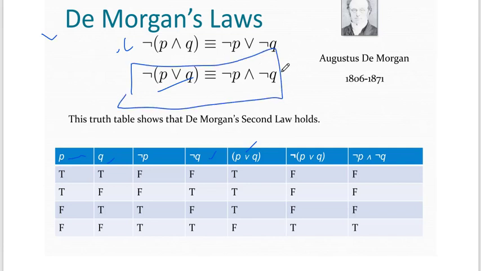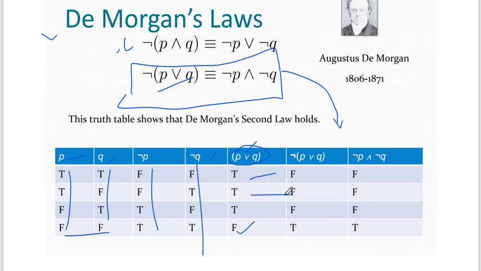Okay, so P and negation P: true, false, true, false, false, true, false, true. Q and its negation Q. Here P or Q: if both are false, then it will become false. And what is the negation of this? If true, false, true, false, true, false, and false, true.